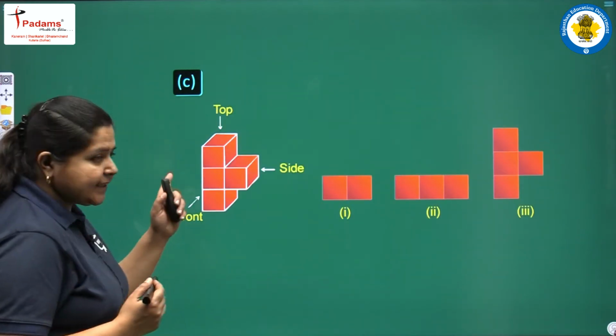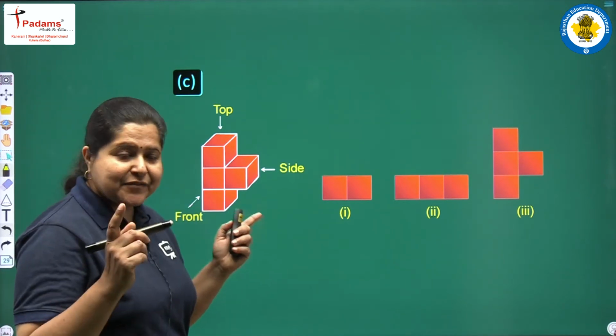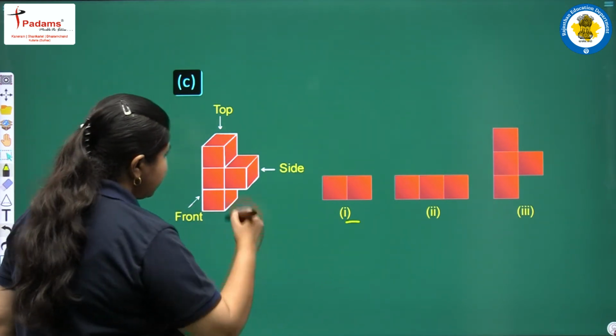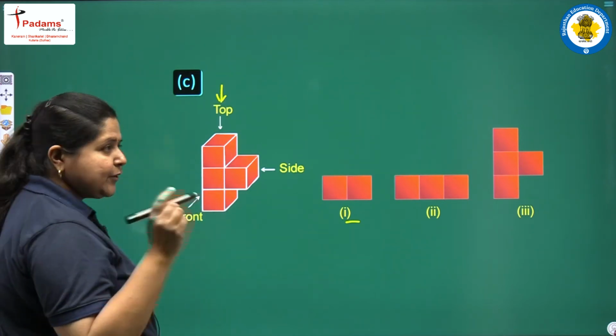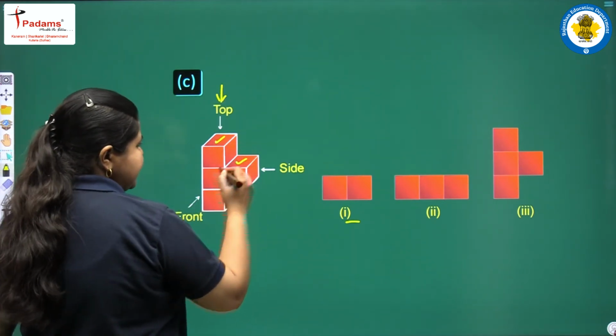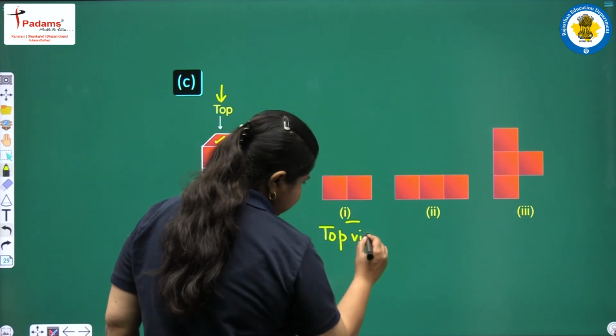Now we have this another solid, and again you have to identify the top view, the side view and the front view. Just look at it, this one. If you look at this object from the top, ऊपर से अगर आप देखें तो आप ये दो faces देख पाएंगे, first face and second face, and so this represents the top view of this solid.